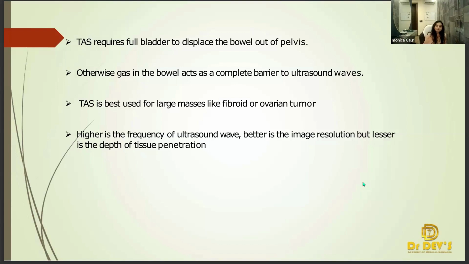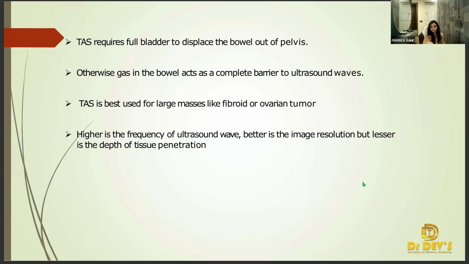Secondly, we have a rule which says that the higher the frequency of the ultrasound wave, the better the image resolution, but the lesser the depth of tissue penetration. So whatever probes in ultrasound are of high frequency, they cannot penetrate deeper. If you talk about the transvaginal probe, yes, it has a lesser field of view, but the image resolution is very good. Then we have the linear probe, which again has a very good resolution, but again it does not go deeper.